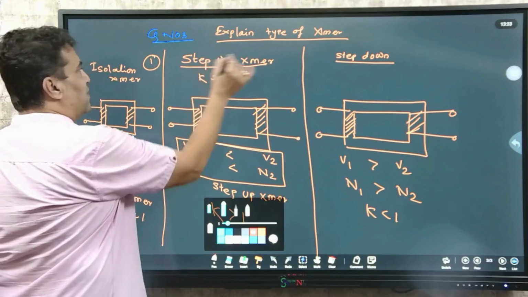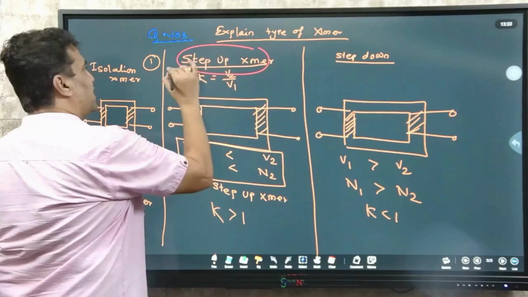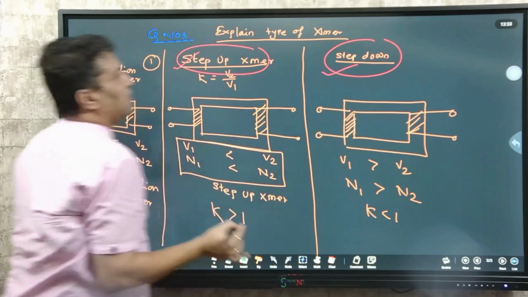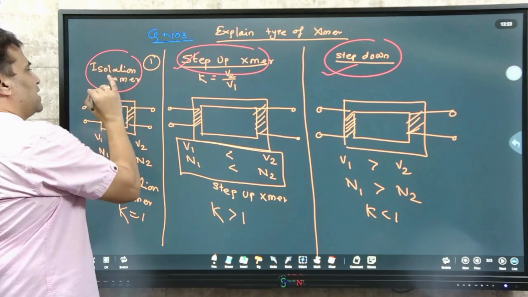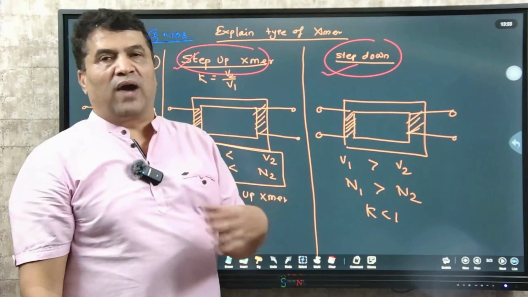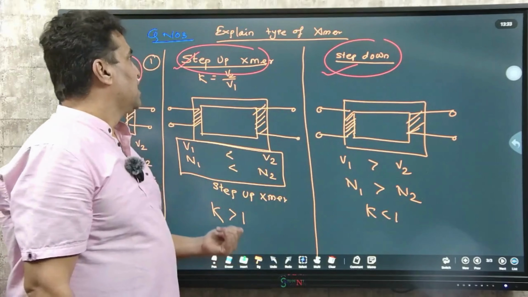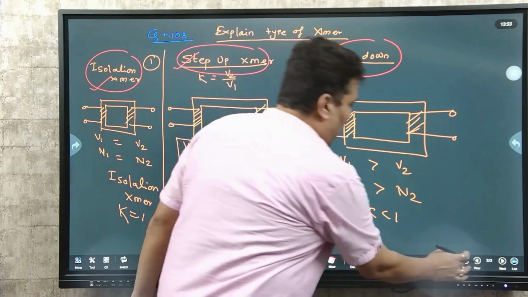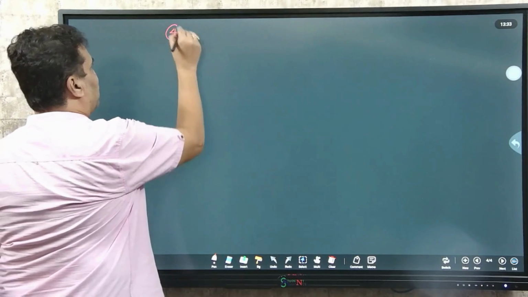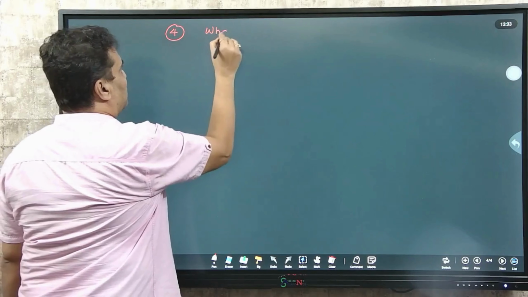Chances are very less, but by chance if they ask the question what are the different types of transformer: step up, second transformer is known as step down, and third transformer is known as isolation transformer. So these are the three classifications you have to explain to answer the third question, that is called types of transformer. After that, there is the fourth and most important question, that is what is the ideal transformer.